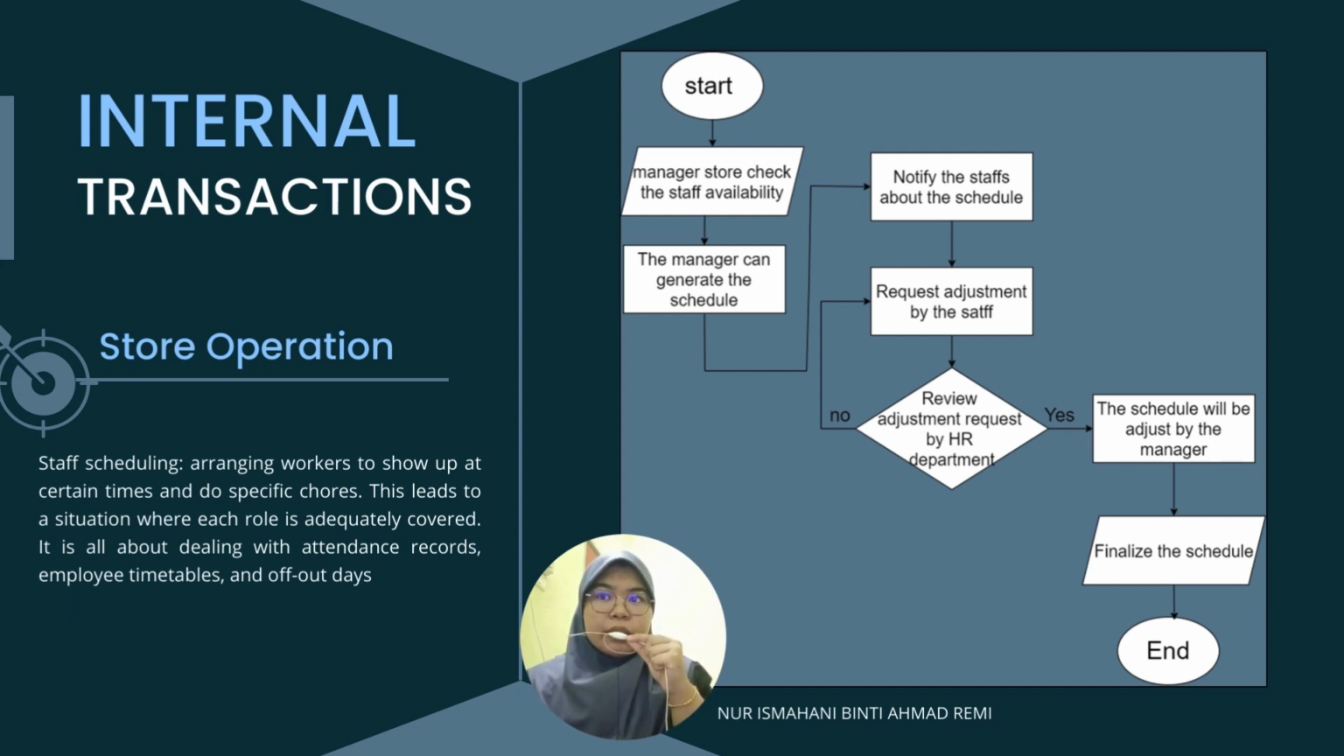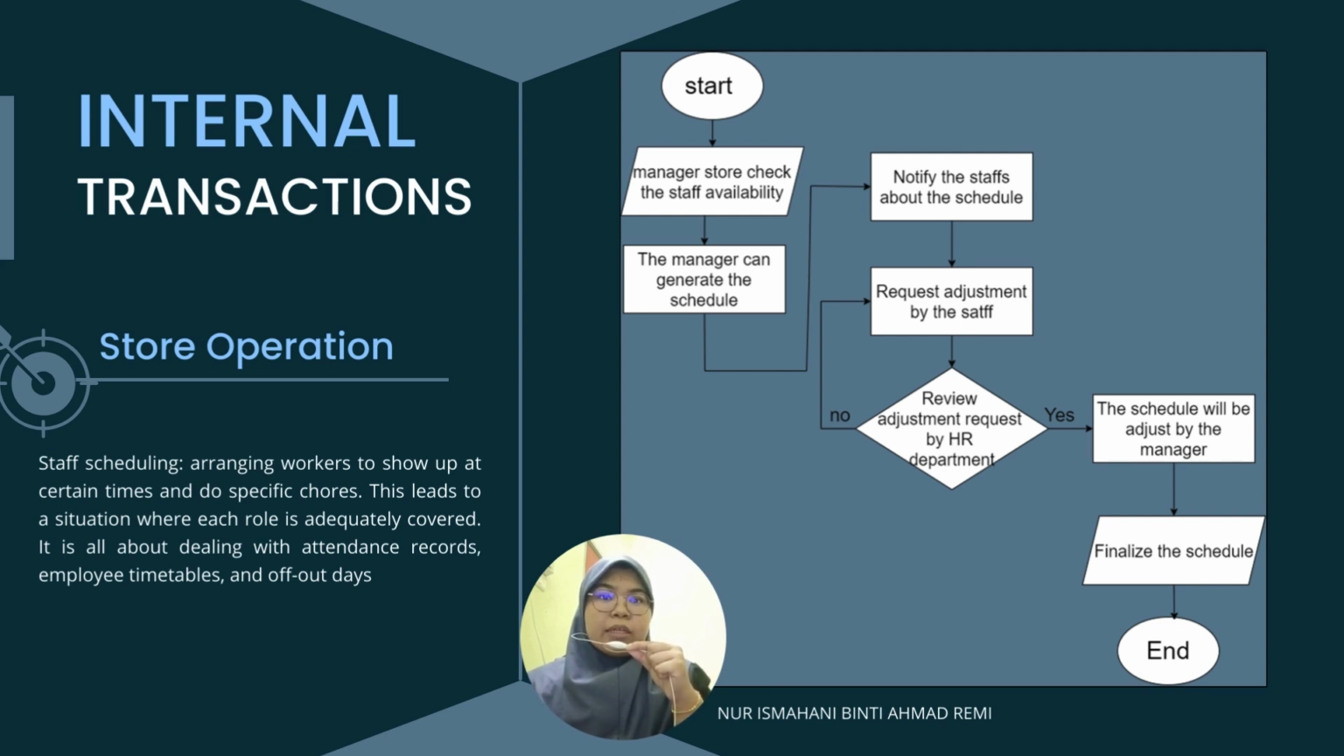Internal transaction, first, store operation, which is staff scheduling. Staff scheduling is important to ensure operational efficiency. Proper scheduling ensures that the right number of staff are available at the right time, leading to seamless operation and better service delivery. So, following the flowchart, first the manager needs to store and check the staff availability, and then the manager needs to generate the schedule, and next the manager needs to notify the staff about the schedule.